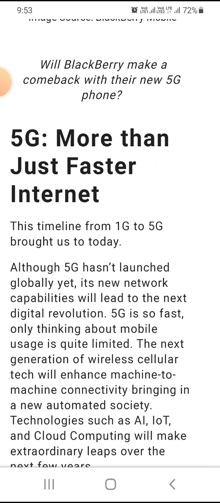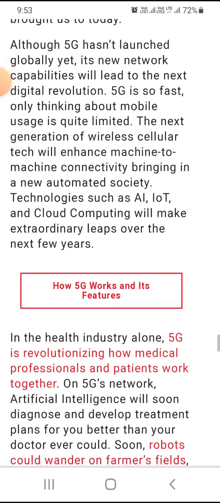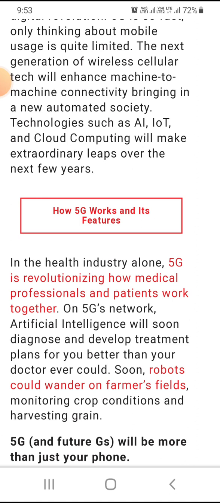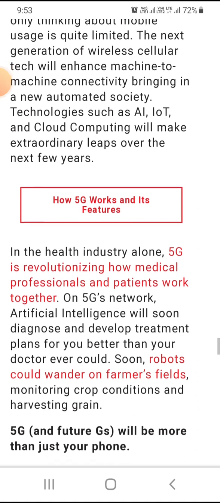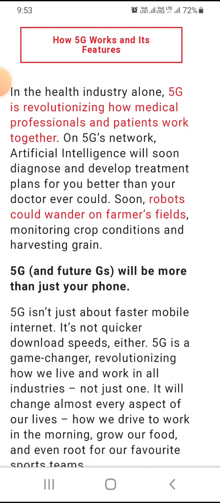5G is so fast that thinking only about mobile uses is quite limited. The next generation of wireless telephony, how 5G works and its features: 5G is actually revolutionary in how things are going to work. A 5G network based on artificial intelligence will soon diagnose and develop treatment better than your doctor could. Robots could wander the farmer's fields, monitoring crop conditions and harvesting grain.